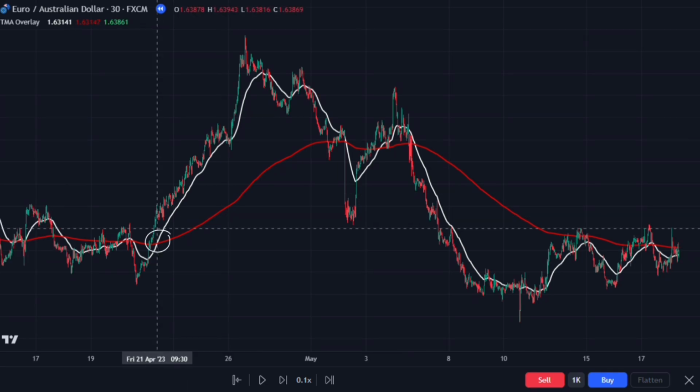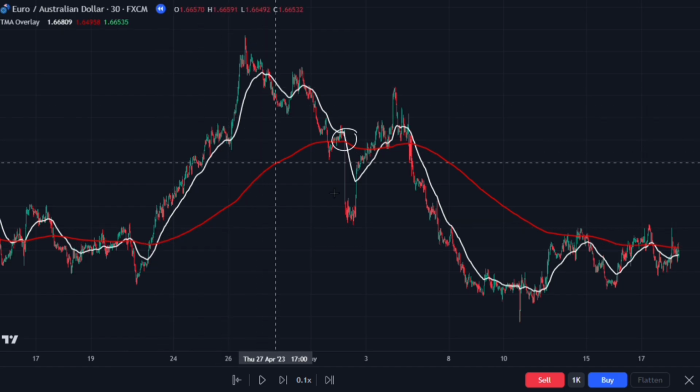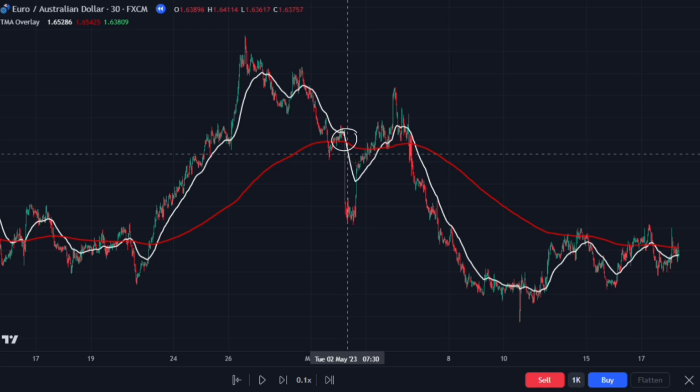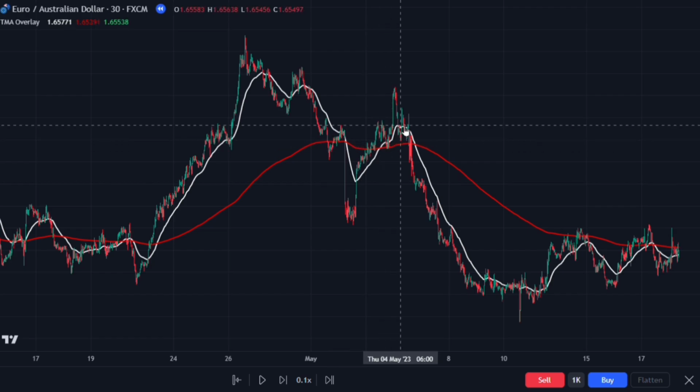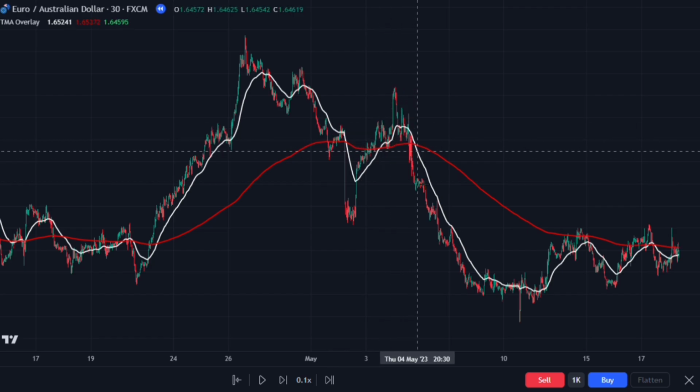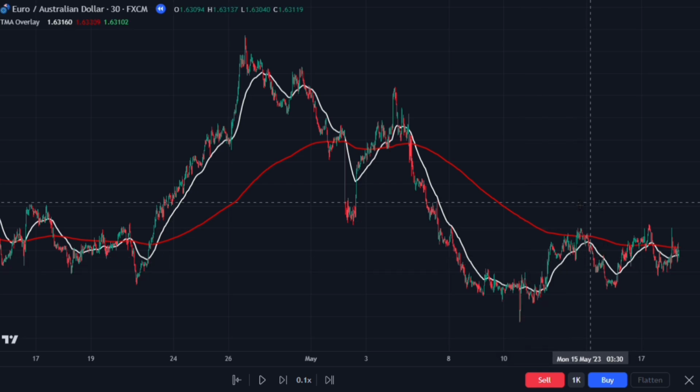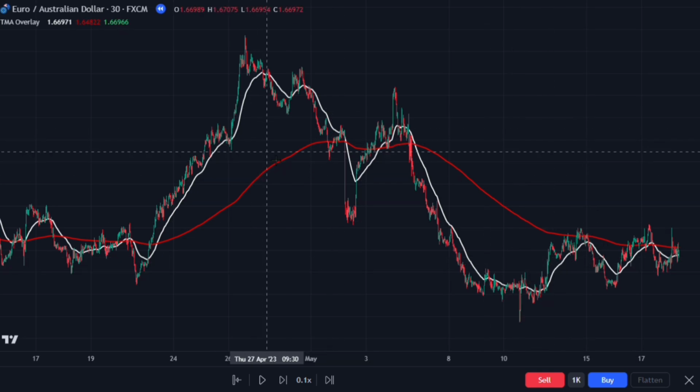When the 21 smooth moving average is above the 200 smooth moving average, it indicates a bullish trend. And when the 21 smooth moving average is below the 200 smooth moving average, we are in a bearish trend. So here is a long position we would have profited from, and here is a short position we would have profited from. But this is not how we take trades using this strategy.